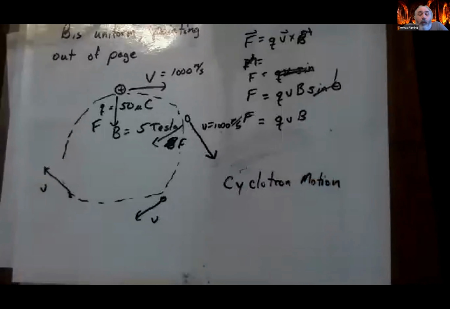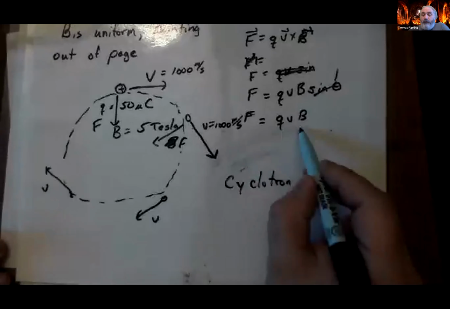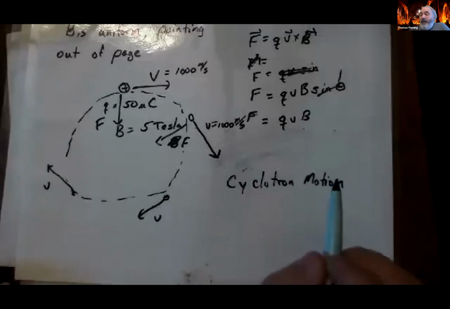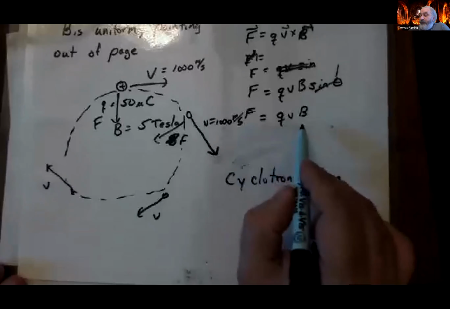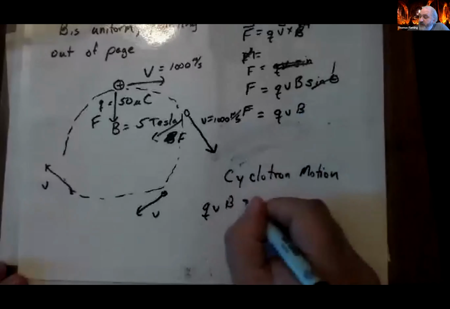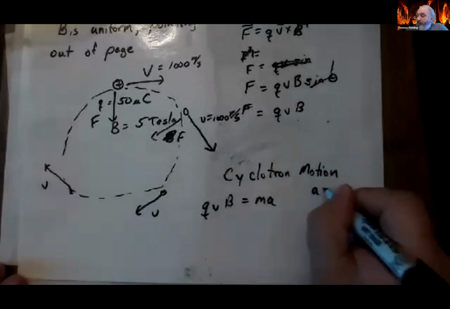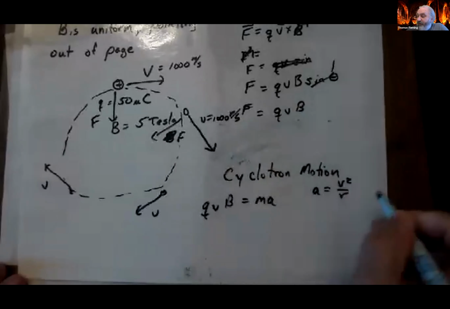Now, what do I know about that circle? Well, what I can do is apply what we've learned back in chapter 6 of last semester about uniform circular motion and combine it with what we know about the magnetic force right here. Now, we know from last semester that F equals ma, so I can set this equal to ma. But we also know that if I'm moving in a circle, which I clearly appear to be, my acceleration is the centripetal acceleration, v squared over r. Again, this is from chapter 6.